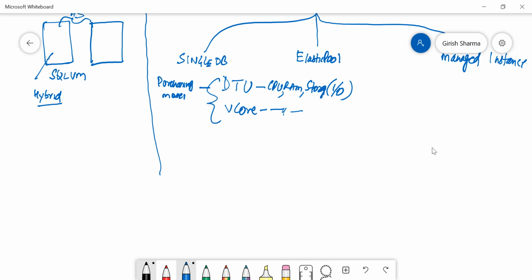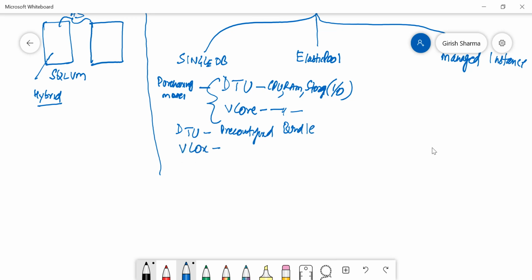Now, what are the differences between the two? And again, just to keep it simple, you will go with the database transactional unit if you want to keep things simple from the purchasing point of view, because these are pre-configured bundles. So DTU is a pre-configured bundle with specific amount of CPU, RAM, and storage.